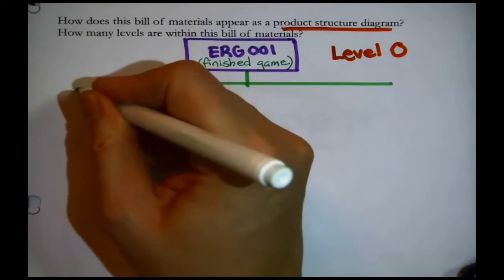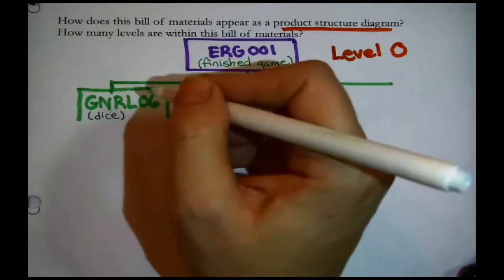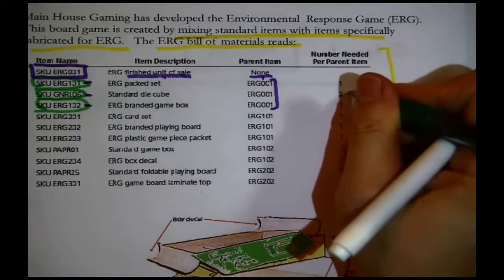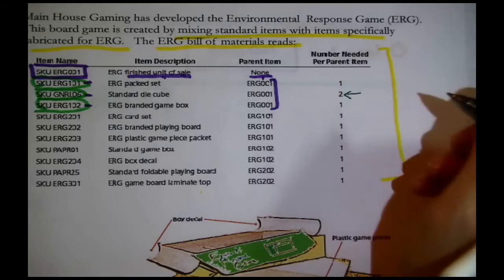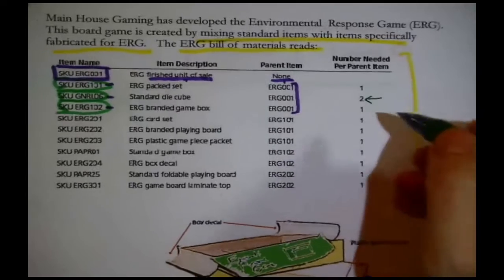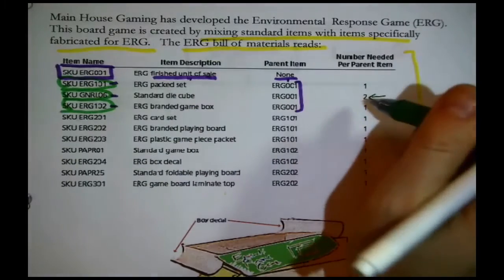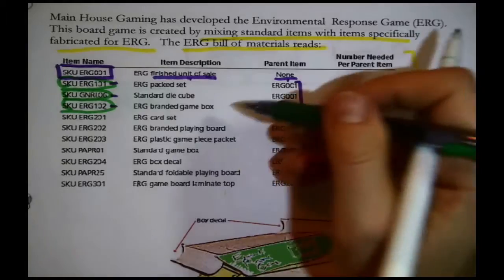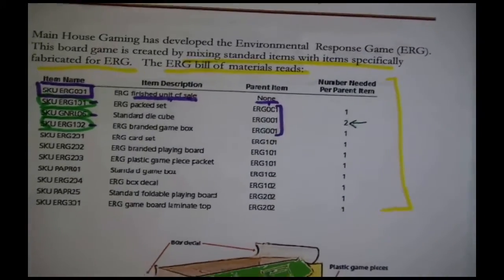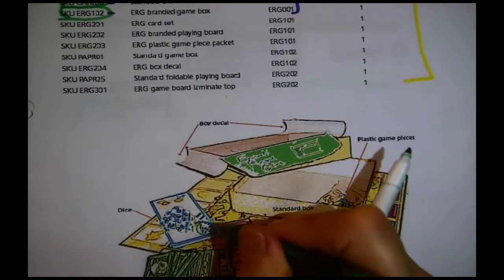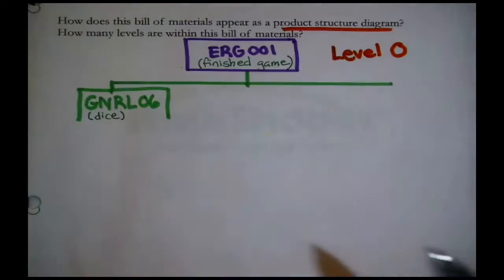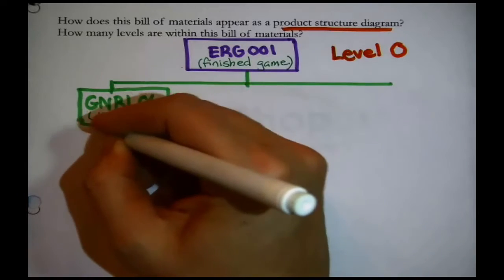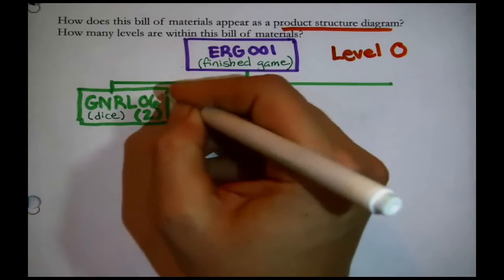Except, as long as we're drawing this, something I gotta be very careful about is that right away, I leaped right in and picked the one item on this whole bill of materials. It says number needed per parent. This refers to a single cube of dice, and it's warning us that you actually need 2 of them. That does belong on the diagram. We do want to note that on the diagram.